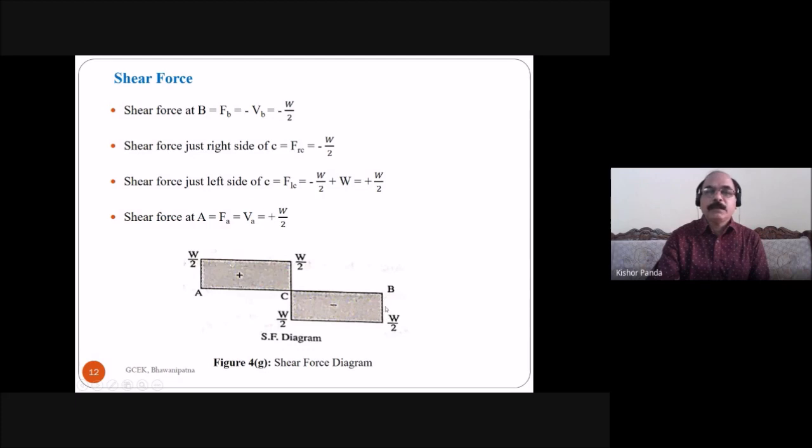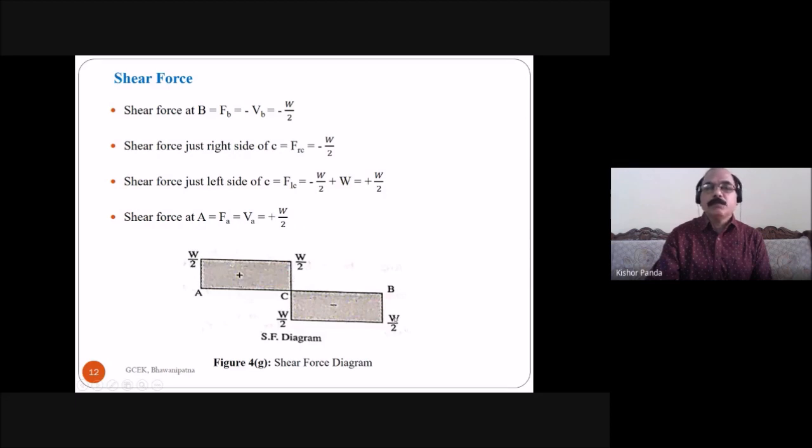this is minus W by 2 at B. Then this remains constant up to the right side of C, minus W by 2. Then the shear force just left side of C is plus W by 2. So here this is suddenly changed and the value is plus W by 2. Then again the shear force remains constant between these two, and at A it is also plus W by 2.